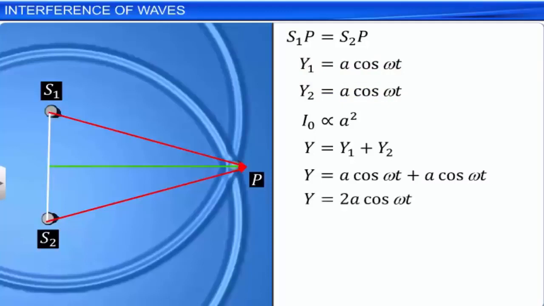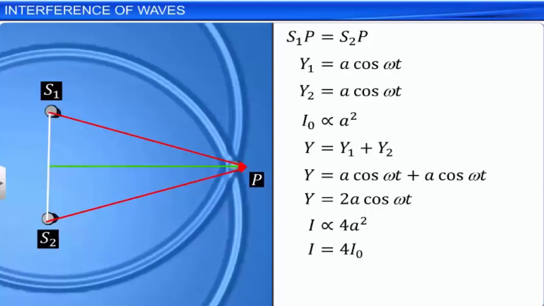If I is the resultant intensity at P, then I is proportional to 4a squared. In terms of intensity of individual waves, I is equal to 4I0. The resultant intensity is 4 times the individual intensities. Hence, we say that the two waves interfere constructively.